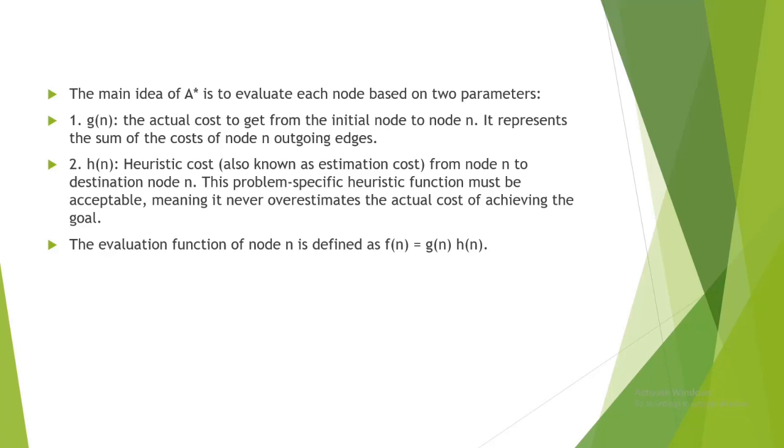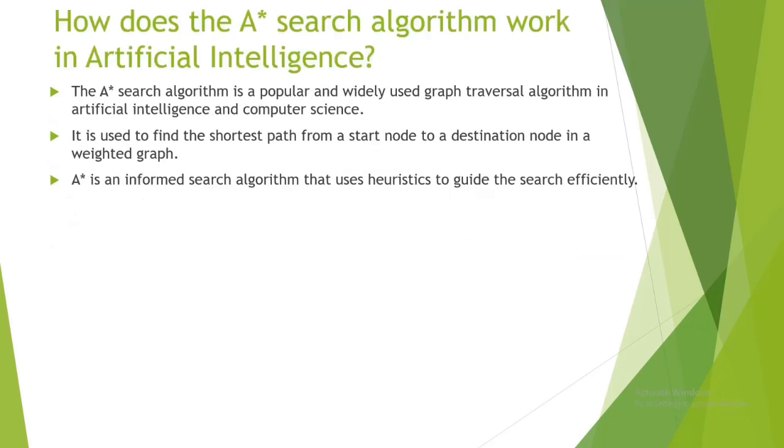The A-star algorithm evaluates nodes based on two parameters: g(n) and h(n). g(n) is the actual cost, which represents the sum of the costs of all the outgoing edges. h(n) is a heuristic cost, which is the estimation from the current node n to the destination node. It is a problem-specific heuristic function. So f(n) = g(n) + h(n), which is the evaluation function of the node.